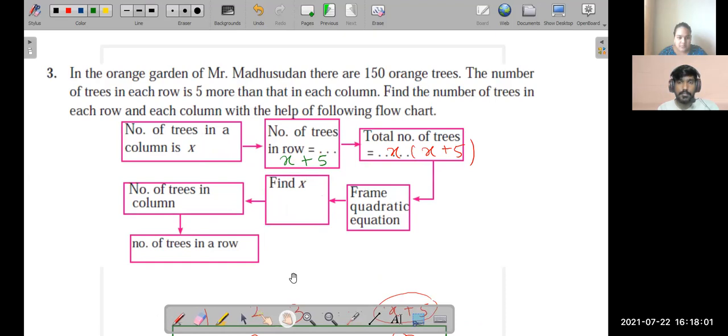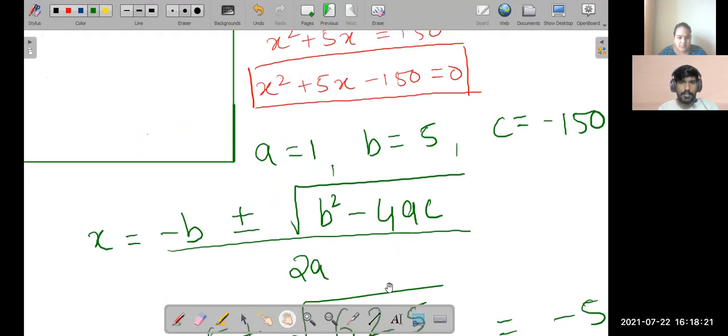5 more means plus 5. So 10 plus 5, that's 15. So instead, can we just write x plus 5 equals 10 plus 5 equals 15? Yes. Thank God it's not minus 15.